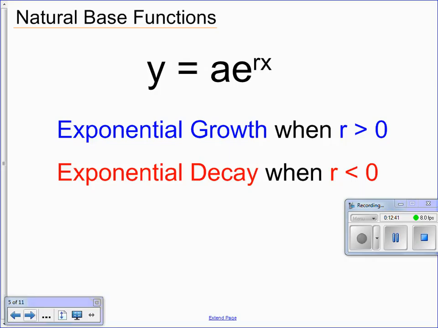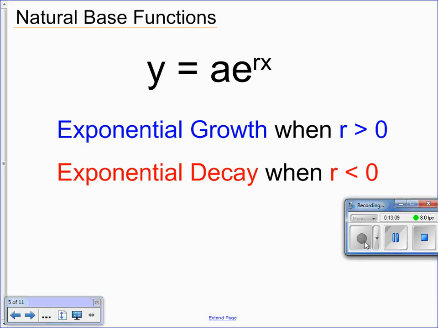graphing natural base functions. So natural base functions come in the form a times e to the rx. And they'll be growth or decay depending on the value of r. And I'll talk about that in just a second, but I'll give you some time to write it down. Okay, so copy this into your notes. This will be important information.